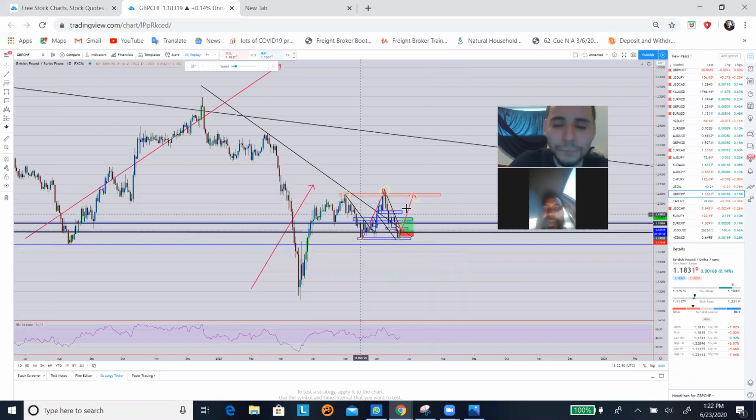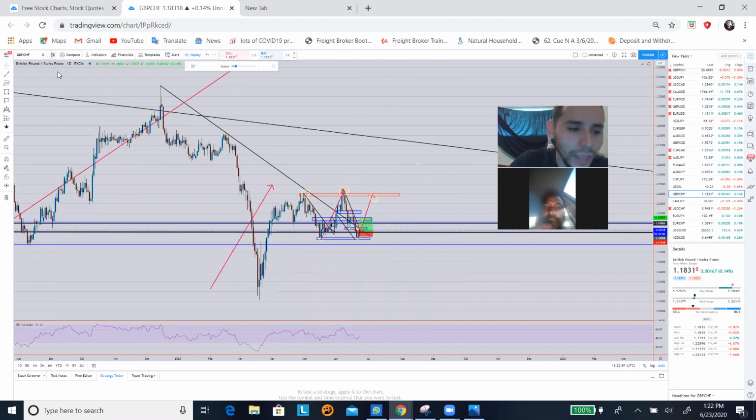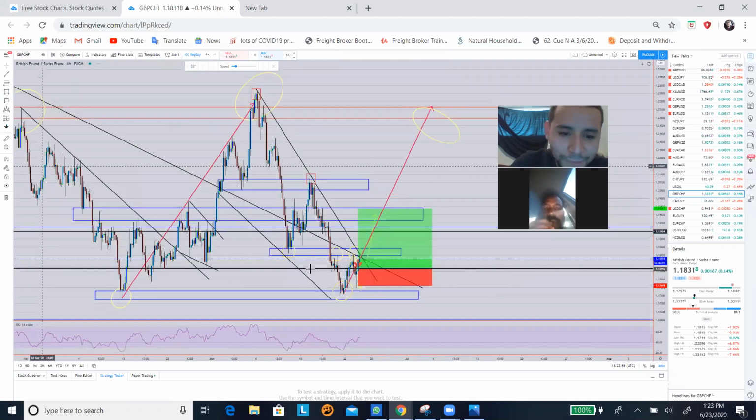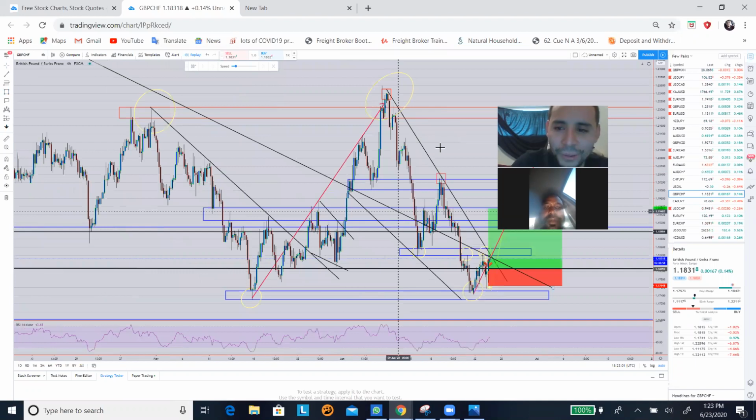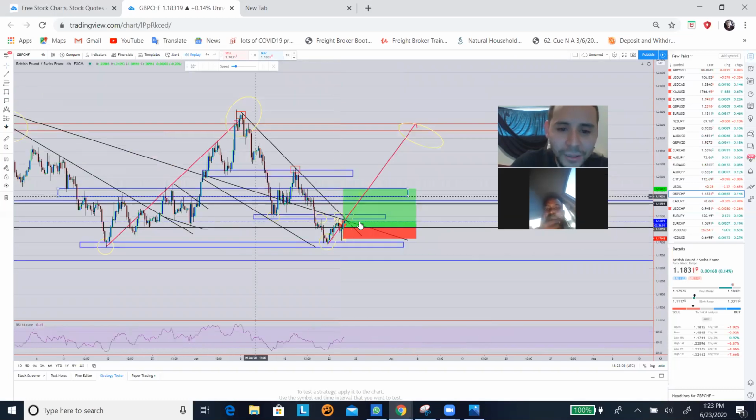Because why? It makes a double bottom. See that? And now you look lower into the structure. We already rejected here. We have a big rejection candle off of here, close to what? The trend line. Bullish momentum. I took the buy.